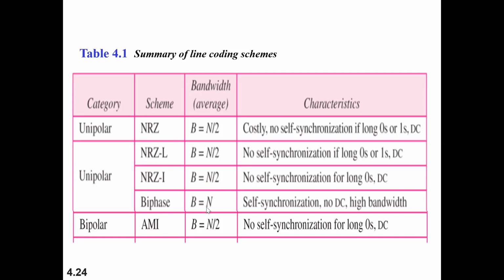So that's why it will always be equal to the number of bits that you are transmitting in biphase. Whereas with respect to bipolar, it will be n by 2 itself. Unipolar is costly because there is no self-synchronization.